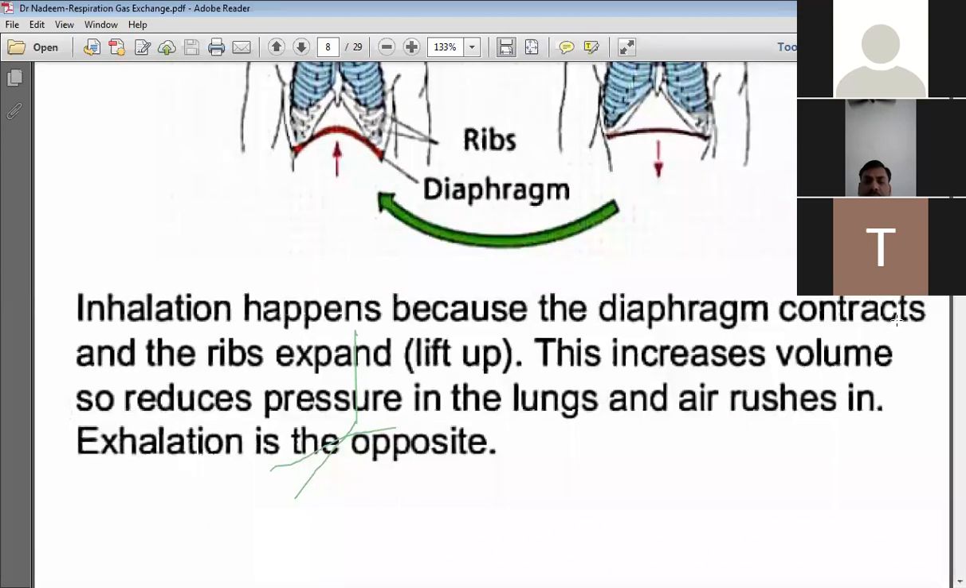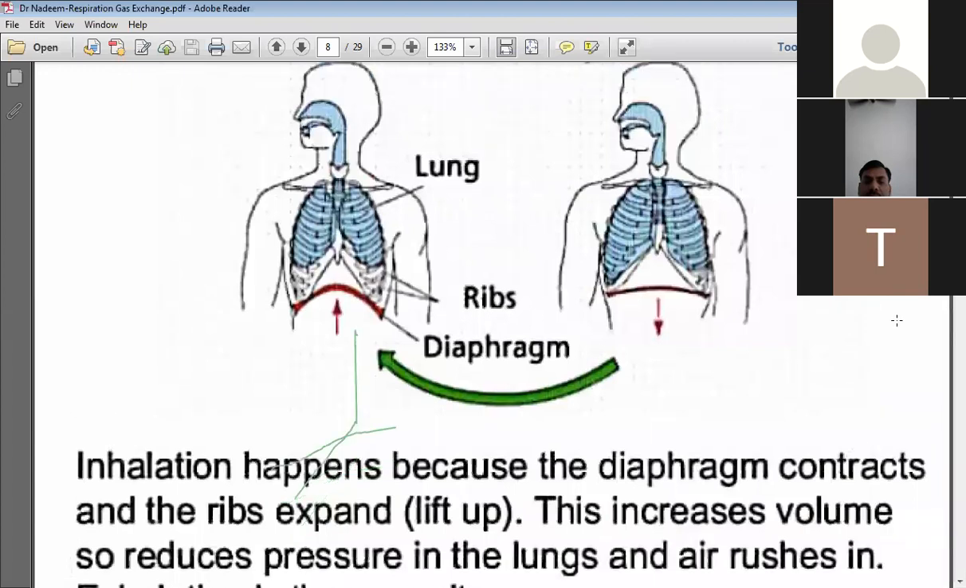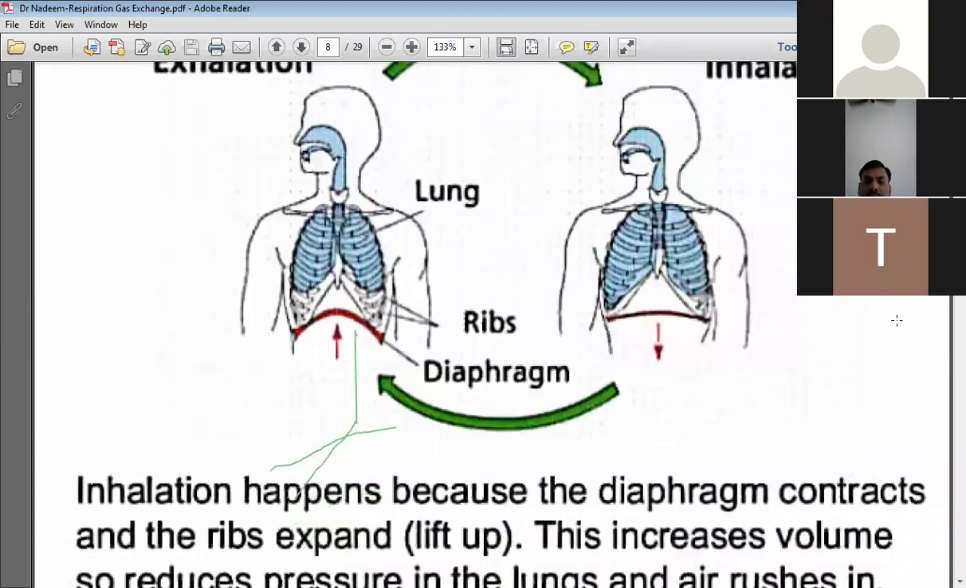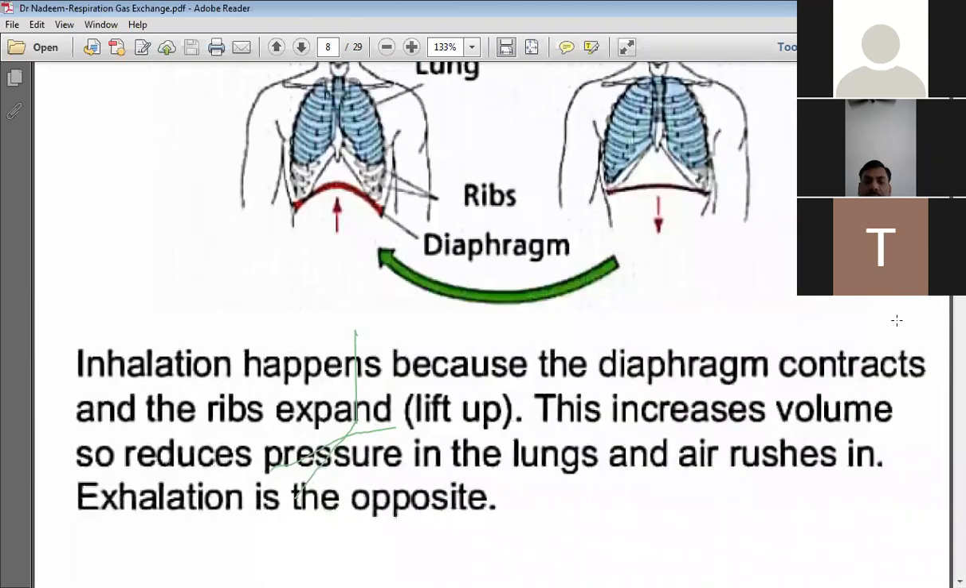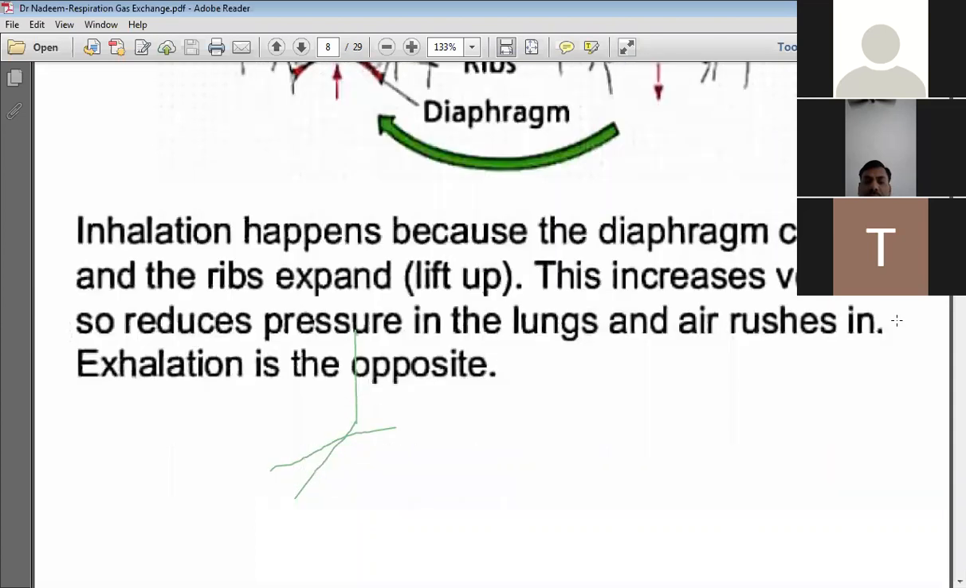Inhalation is the process which happens because the diaphragm contracts. The ribs expand. This increases volume in the lungs and air comes inside the lungs. While exhalation is the opposite process.